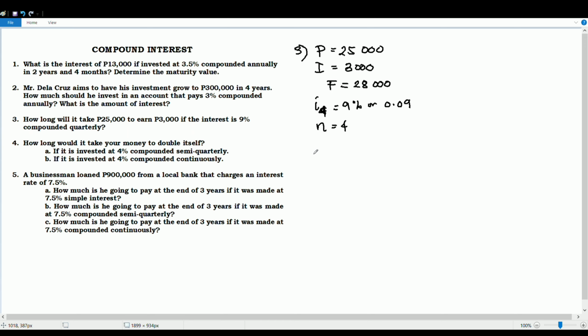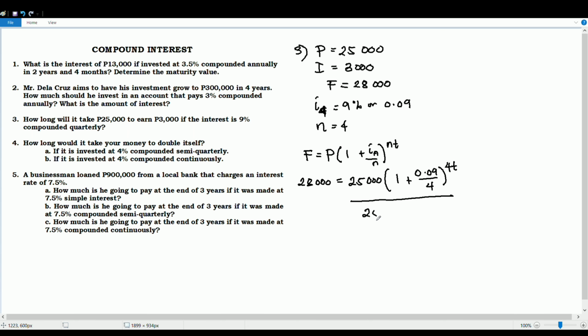Now let's use the formula. Our formula will be F equal to P times 1 plus i sub n over n raised to n times t. Now our future value here is 28,000 pesos. That is equal to 25,000 pesos times 1 plus our nominal rate 0.09 over the number of conversion units 4 raised to 4t. We are looking for the value of t. Now in order to do this, we can divide both sides by 25,000 pesos.